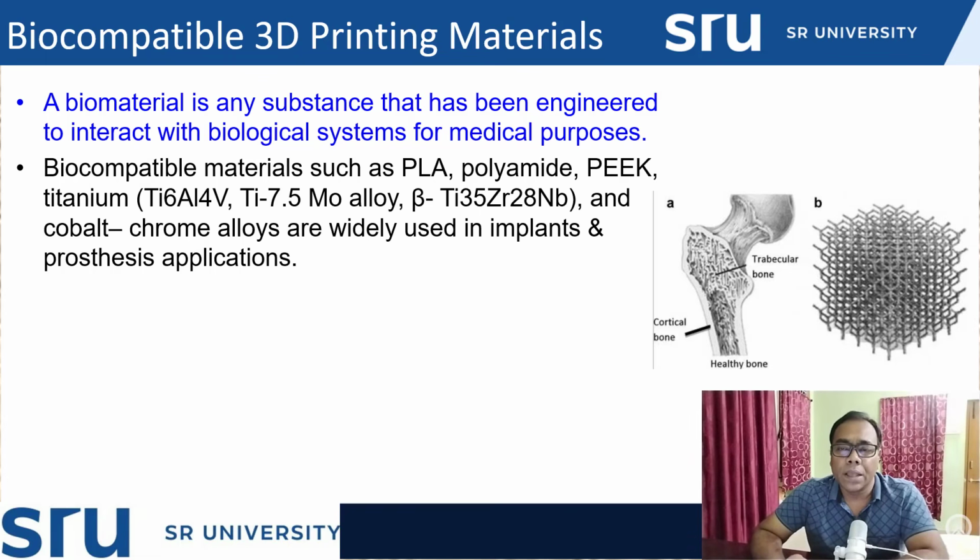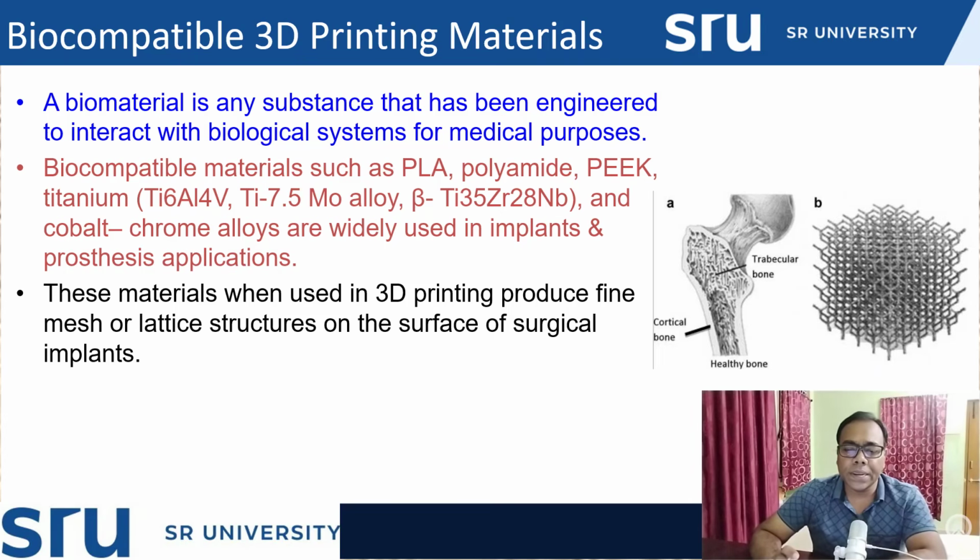Nowadays, when a human body is damaged or a fracture happens, the doctors make an implant, and that implant is implanted into the area where the fracture took place. Different alloys of titanium are there. Similarly, cobalt chromium alloys are widely used for making implants and prosthetic applications. When this material is used in the 3D printing process, a fine mesh or lattice structure on the surface of the implant can also be generated.